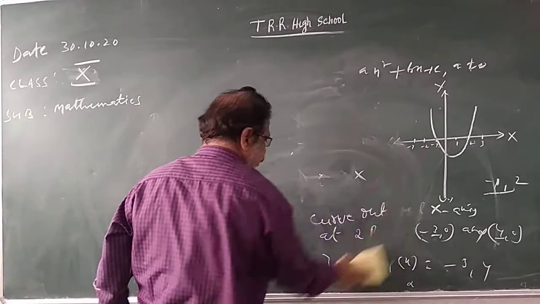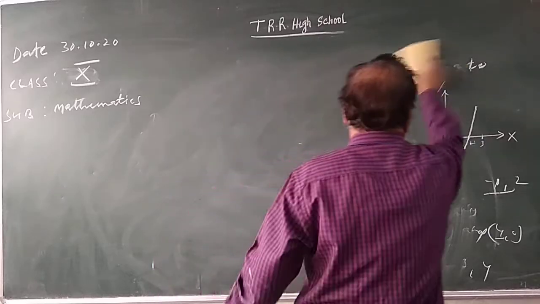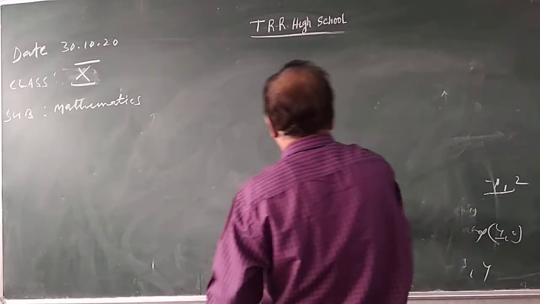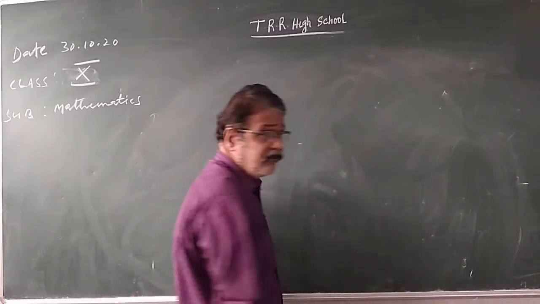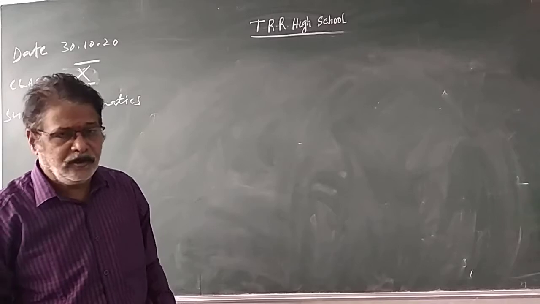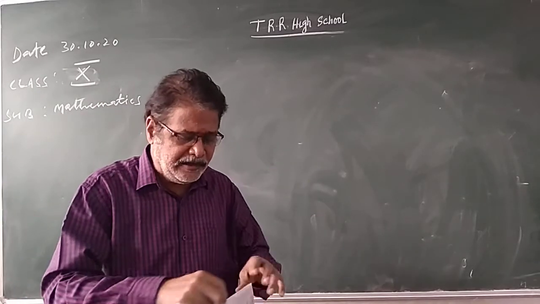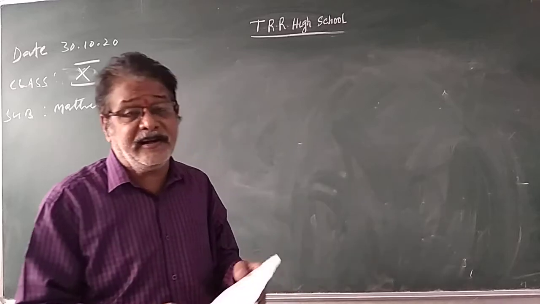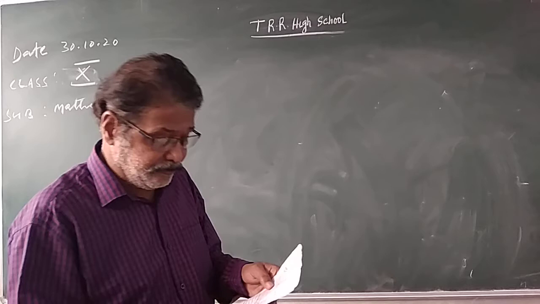Now, without the graph, how to find the number of zeros? The number of zeros of any polynomial can be calculated by the graph: where the curve intersects the x-axis, there you can get the zeros. If it intersects the y-axis, don't consider it, only the x-axis. Without calculating, without the graph, how to find the number of zeros?